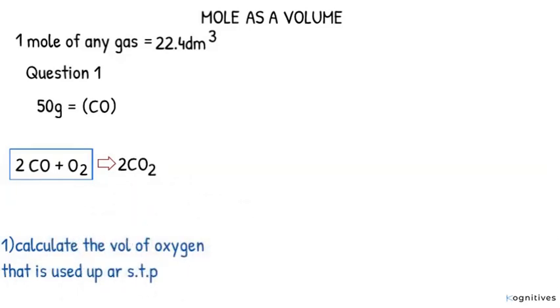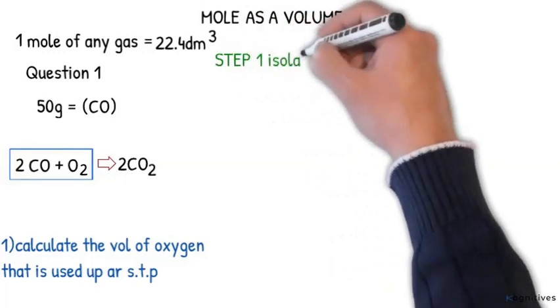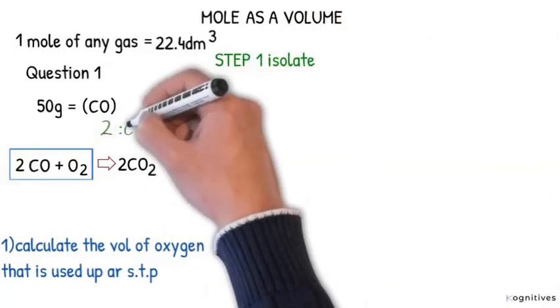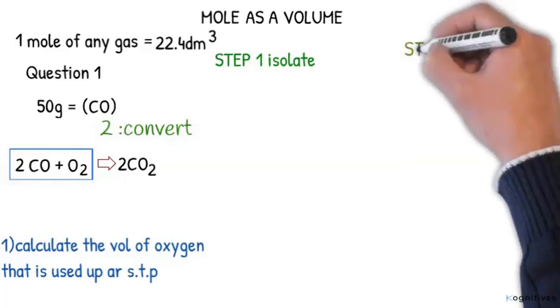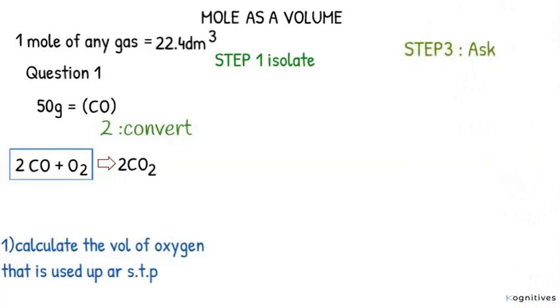In questions like this, my friends, I am about to give you 3 steps that can solve any stoichiometry question that you may encounter in your exam. What are these 3 steps? They are: step 1, isolate; step 2, convert; and step 3, ask. So let us apply these steps.